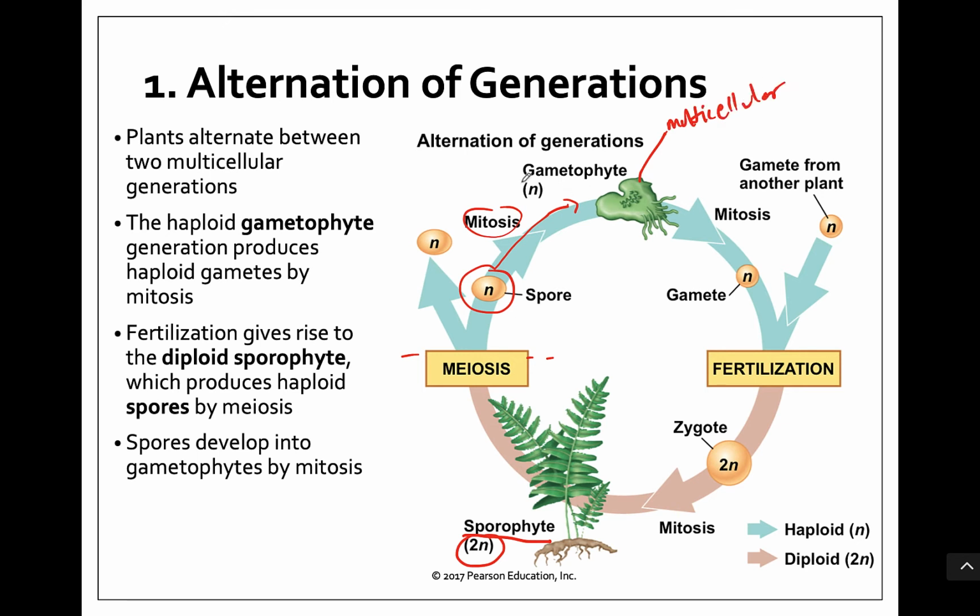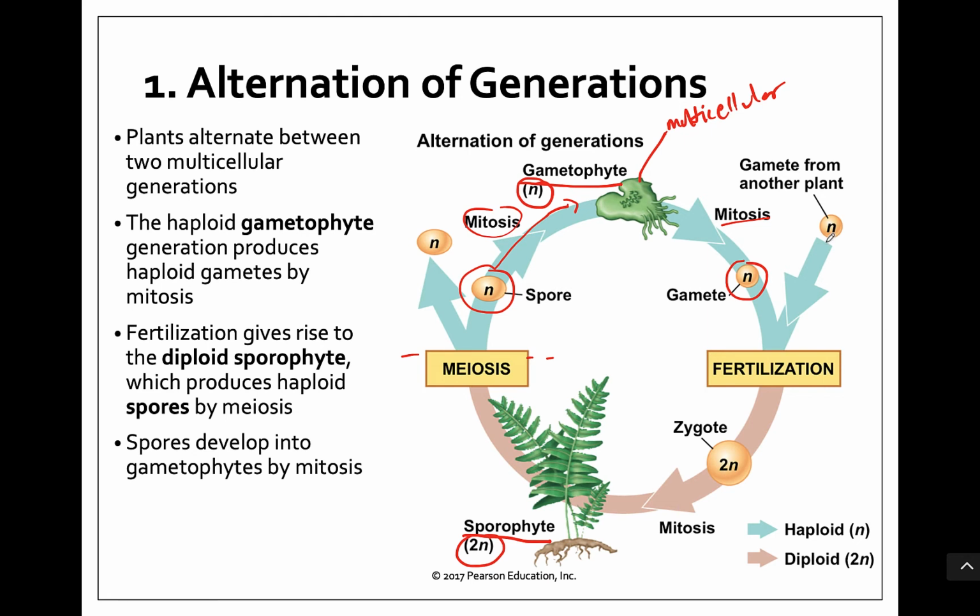And that multicellular body is called the gametophyte. It's got many cells, but all of those cells are still haploid. Eventually, it's going to use mitosis again to release gametes. So here's my gamete. It didn't have to do meiosis because it's already haploid.